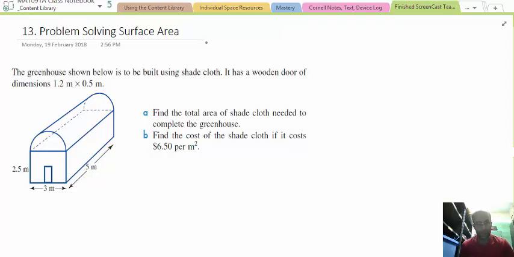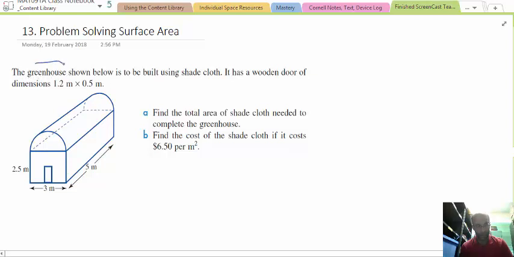In this video we're going to look at some problem solving involving surface area. We can see a shape here. This solid is to depict a greenhouse. You've probably seen them before, greenhouses. They're used in gardens and nurseries where they grow plants and stuff like that. So you can see the picture, it's got some dimensions on it.